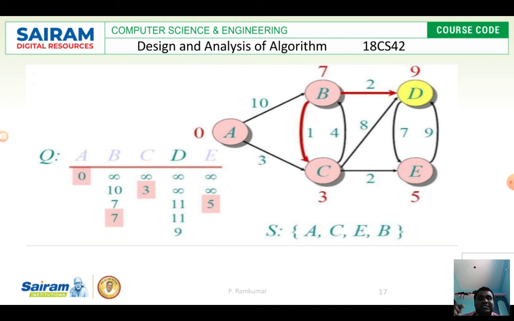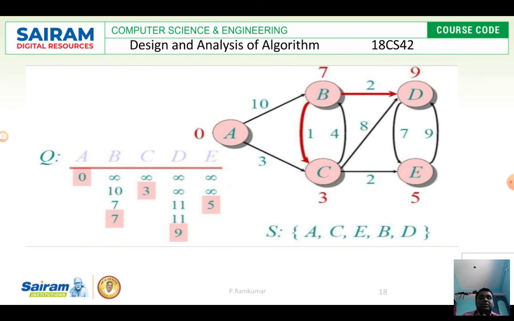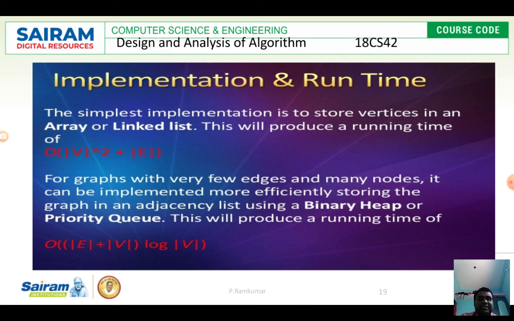So in this case, I considered A, C, E, B. Next, after I reach D, I will also include the D vertex. So this is all about Dijkstra's algorithm to find the shortest route between source and destination.